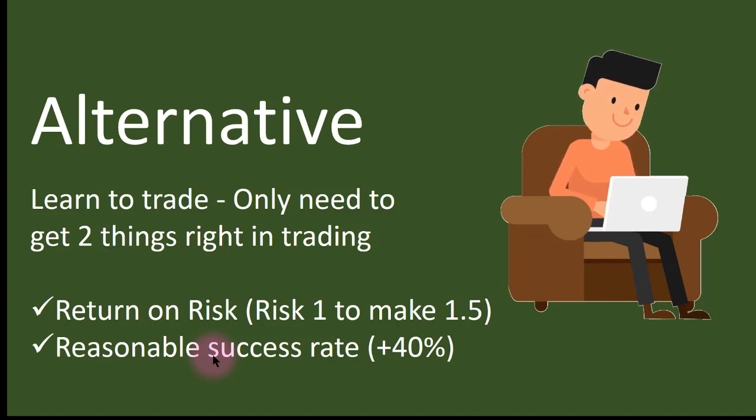So I'm talking about 100 trades. If you're doing 100 trades, hopefully you will have risked one to make 1.5 or 1.2, as long as that ratio is reasonably good. Now, the other ratio is the success ratio, and a lot of people think they have to have very high success to make money. In fact, if your risk return or your return on risk ratio is a good one, you can make money with a 40% success rate. So trading is not that difficult if you focus on only these two aspects. Focus on getting a good success rate and focus on getting a good return on your risk. Now, I'm going to show you how to do that.